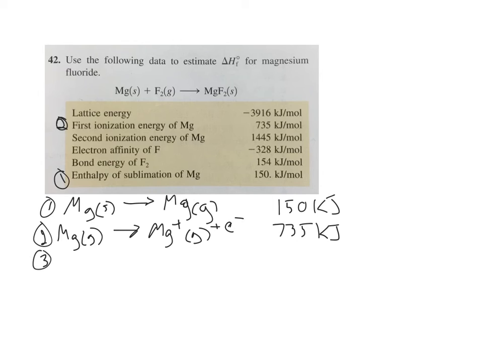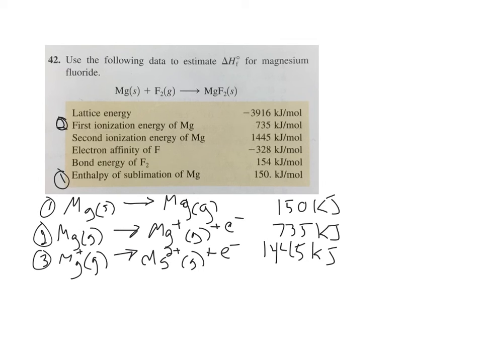The next step is to turn that plus 1 into a plus 2. So we're going from magnesium plus 1 to magnesium 2 plus, and we've removed another electron. That energy is 1445 kilojoules. So now we've taken that neutral solid magnesium atom and turned it into an ion with a charge of plus 2 in the gas phase.